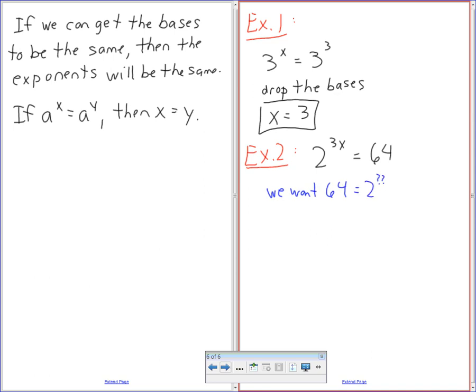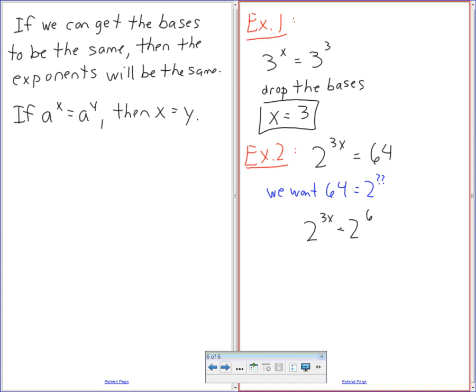We want 64 to be 2 to the something, and those are question marks up there. Okay, Emily, I'm picking on you. With the power of your brain or your calculator, can you please tell me 2 to the what would be 64? This is where everyone should be getting the calculator. What number? 2 to the 6. Good. So 2 to the 3x equals 2 to the 6.